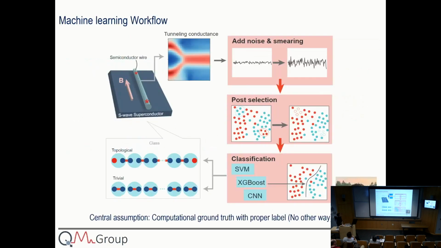And this is the overall workflow in order to show whether we can tell if this is from Majorana or not. The first thing: there is no ground truth, even from the experimental data.